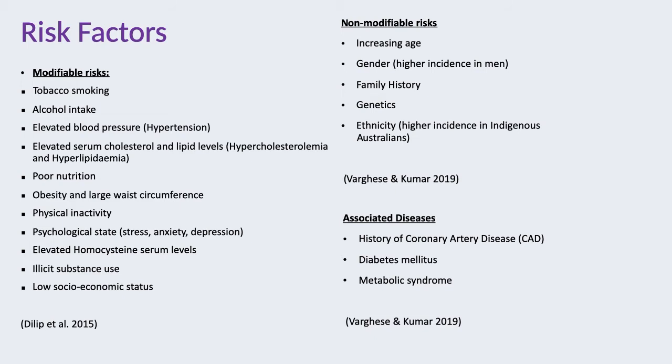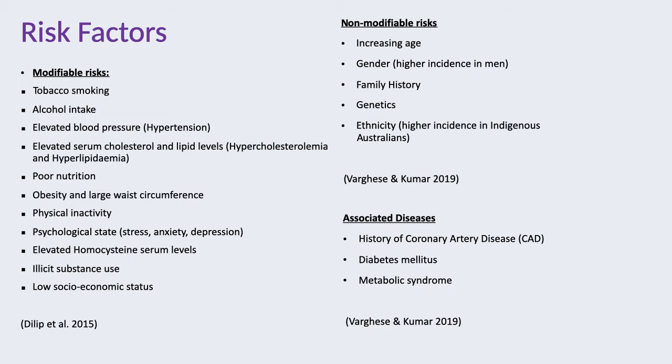Gender. Men are more likely to get acute coronary syndrome compared to women. However, the rate of this increases in women after menopause. Hereditary and family history. Acute coronary syndrome is likely to occur in a person with a family history of the disease. Ethnicity. There is a higher incidence in Indigenous Australians.